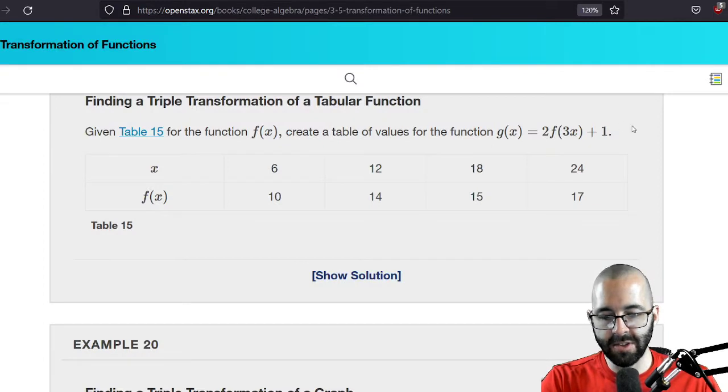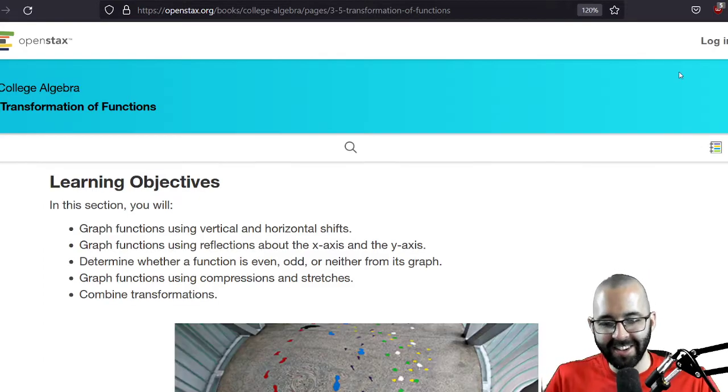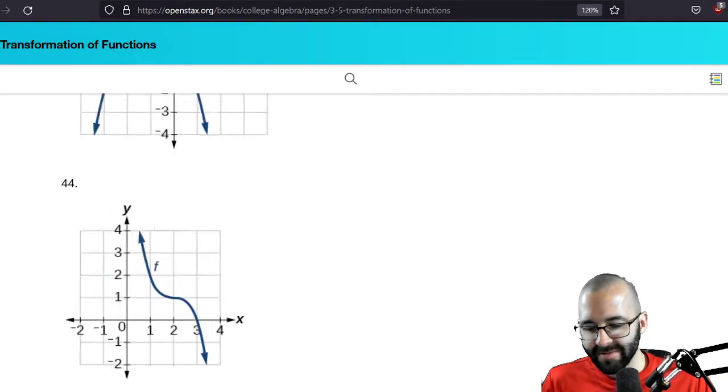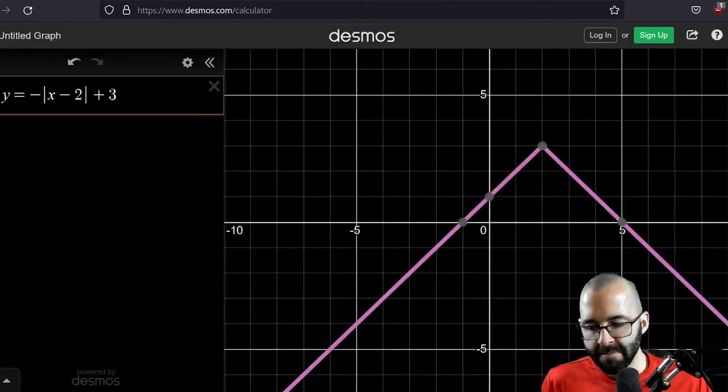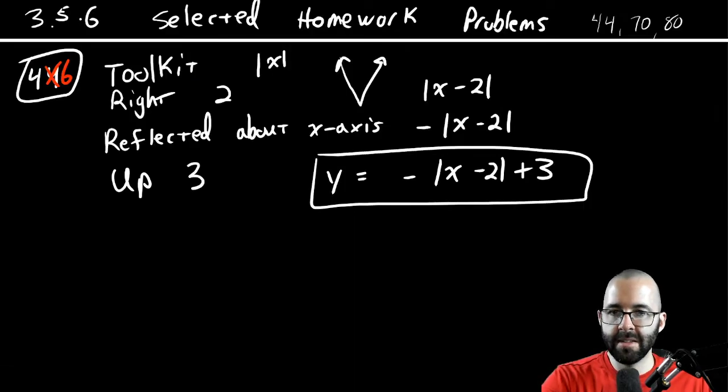Are these the same functions? Oh gosh darn it. It's refreshing again. Are these the same functions? They look pretty similar. If you check them point by point, they will be the same.